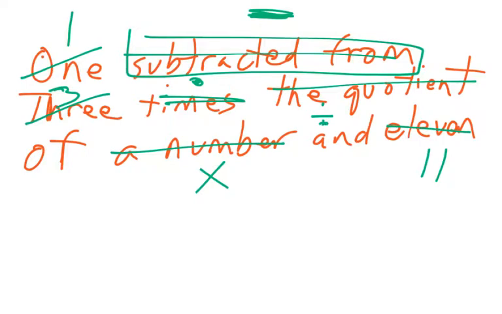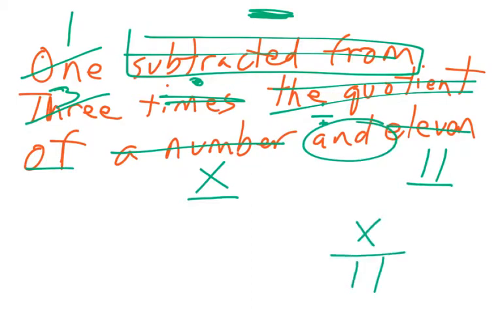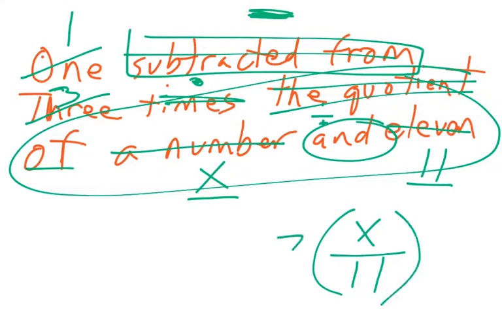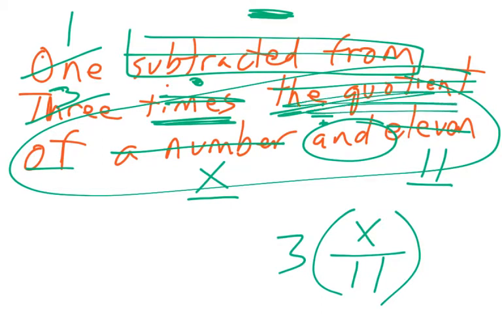Now remember, when we have the phrase the quotient of, the two things we're dividing come after it. So let's look at what's coming after the quotient of. X and 11. The word and just joins the two things we're dividing. So it's X divided by 11. That's the quotient of a number and 11. Now it's 3 times that quotient, so this is going to go in parentheses. Because remember, if that word times is in front of the sum of, the difference of, the product of, or the quotient of, we need parentheses around that sum, difference, product, or quotient. And then don't forget you had that 1 subtracted from.